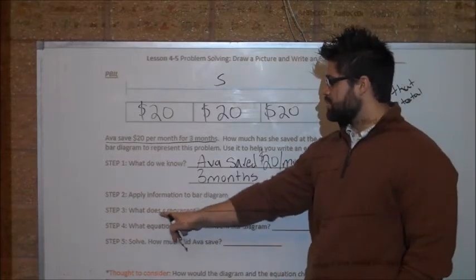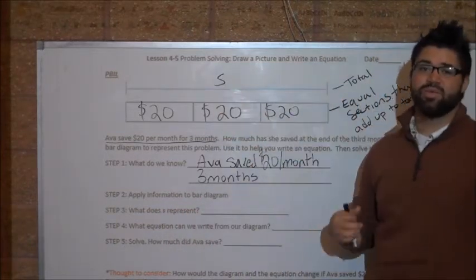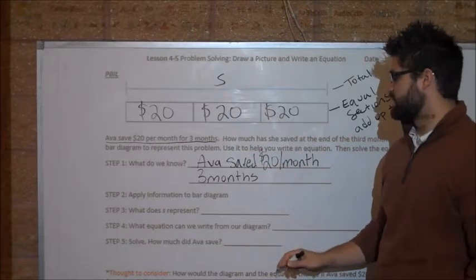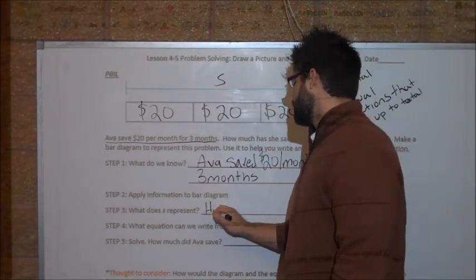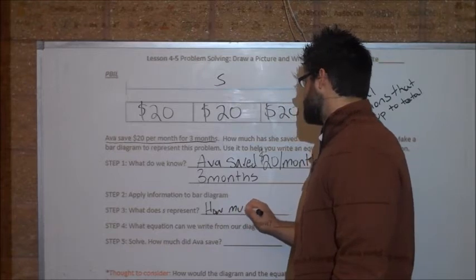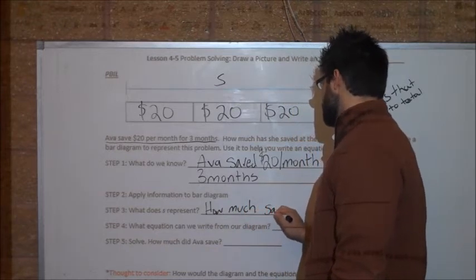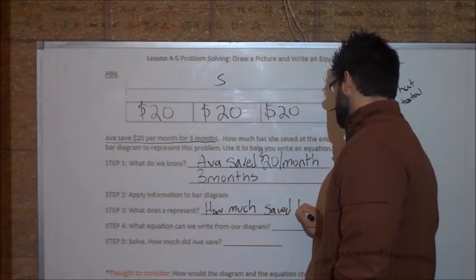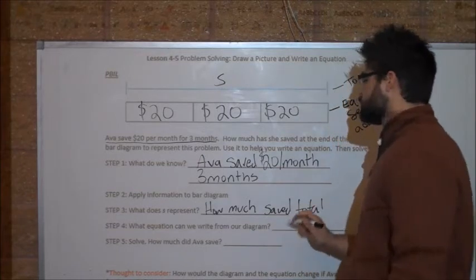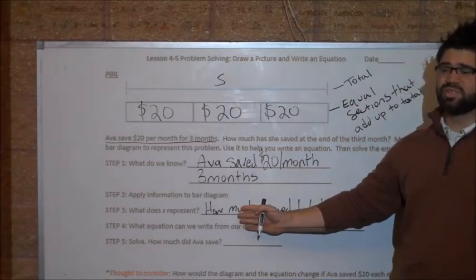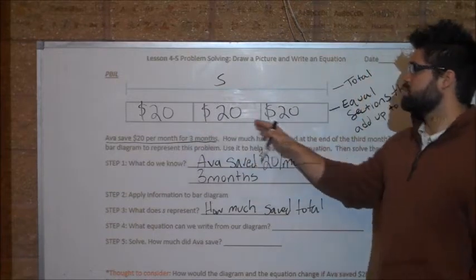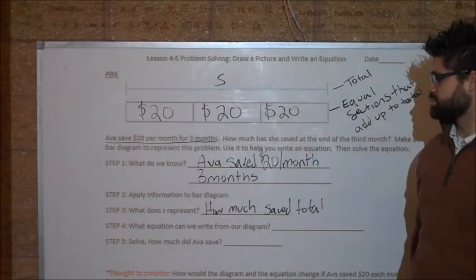And again, step 3, what does S represent? What is the main goal of this problem? We're trying to figure out how much she saved total. So what does S represent? It's just the total. Over 3 months, how much did she end up saving?